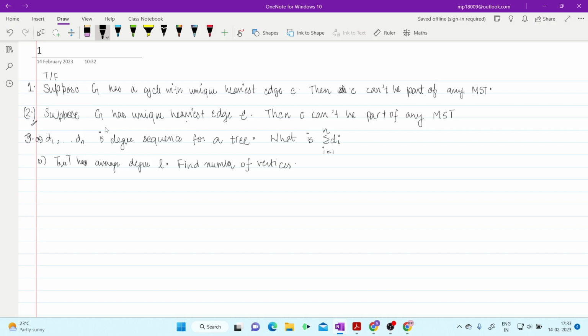It means if it is in a cycle, it is true, I think. If G has a cycle and the edge is in it, okay, that is part one. But if it is not in a cycle, then what do you think? Is it true or false?